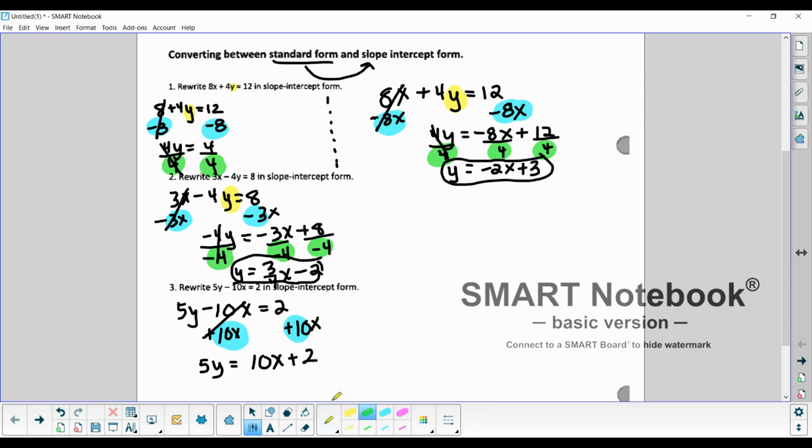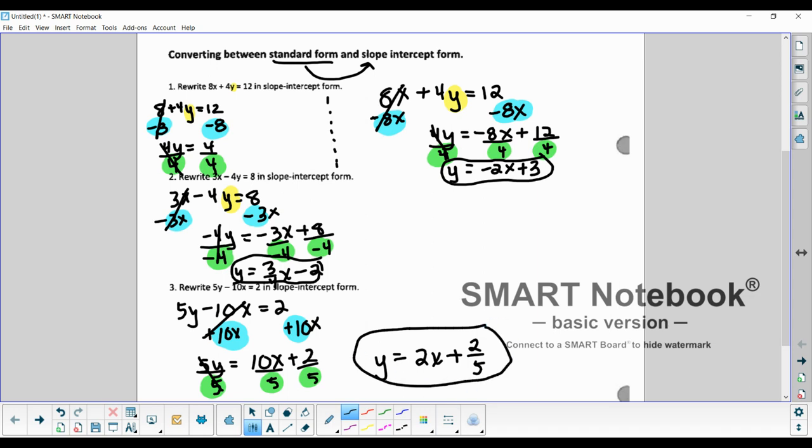Now we move into the division step, dividing everything by the coefficient of 5. So the 5's cancel, leaving me with y equals 10 divided by 5 is 2x. 2 divided by 5, I don't know what that is. When you don't know what it is, you literally leave it as a fraction. So 2/5.